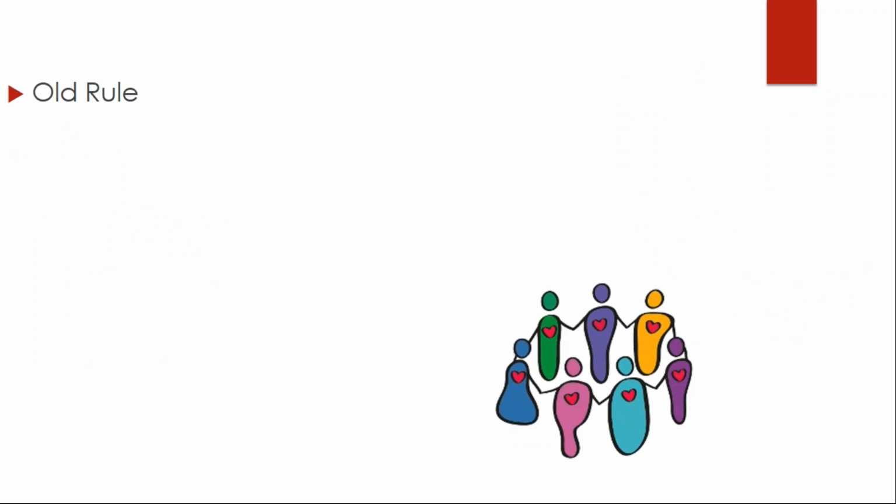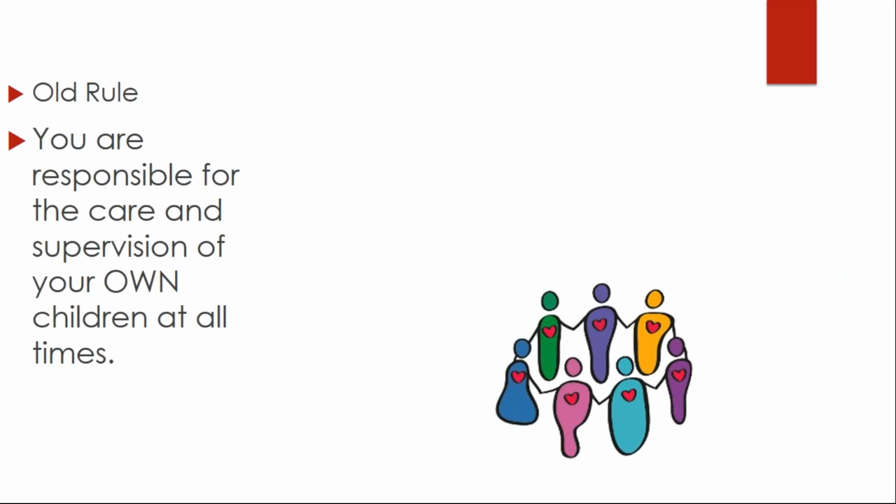So another example: you are responsible for the care and supervision of your own children at all times. So this gives no leeway in terms of childcare, babysitting, again, things like having an advocacy meeting where you can't necessarily have your eyes on your children while you're doing a safety plan or while you're talking about resources and housing.